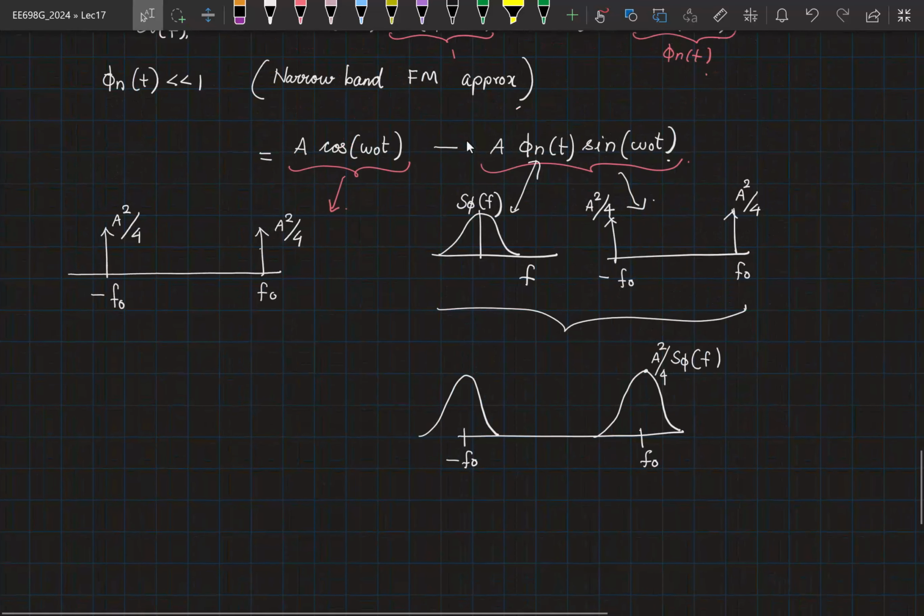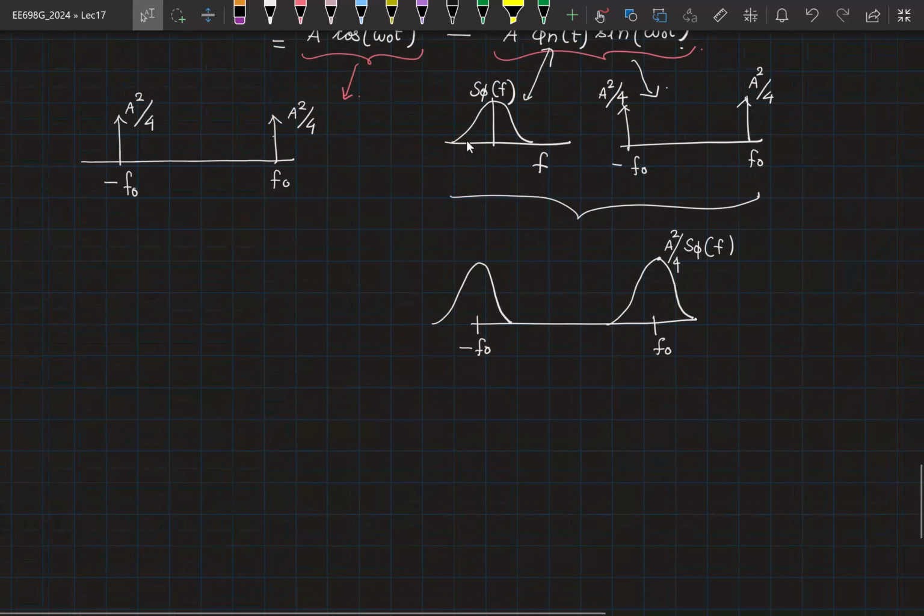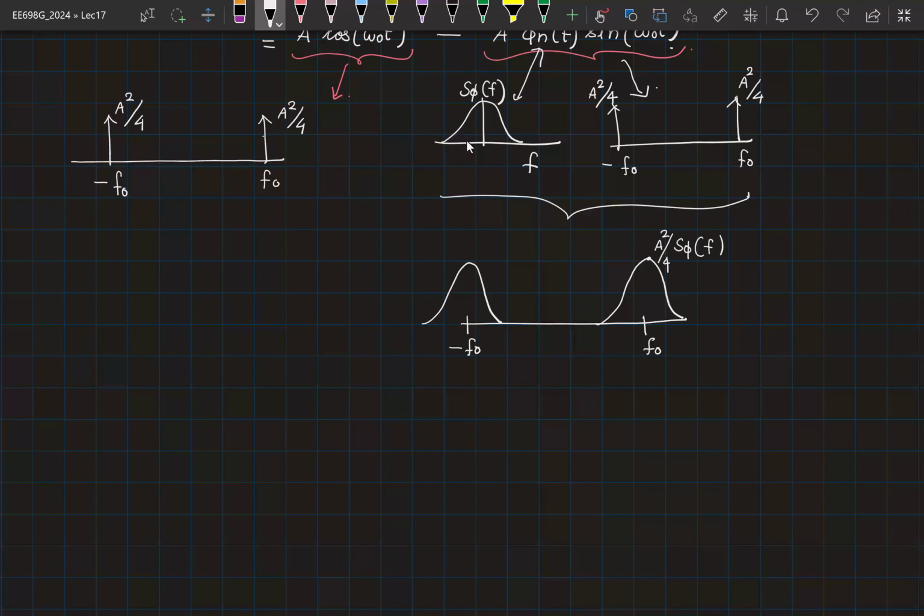The sign is not wrong. If you are taking the Fourier transform, I have taken the power spectral density, so it is the magnitude square, the square of whatever you have.